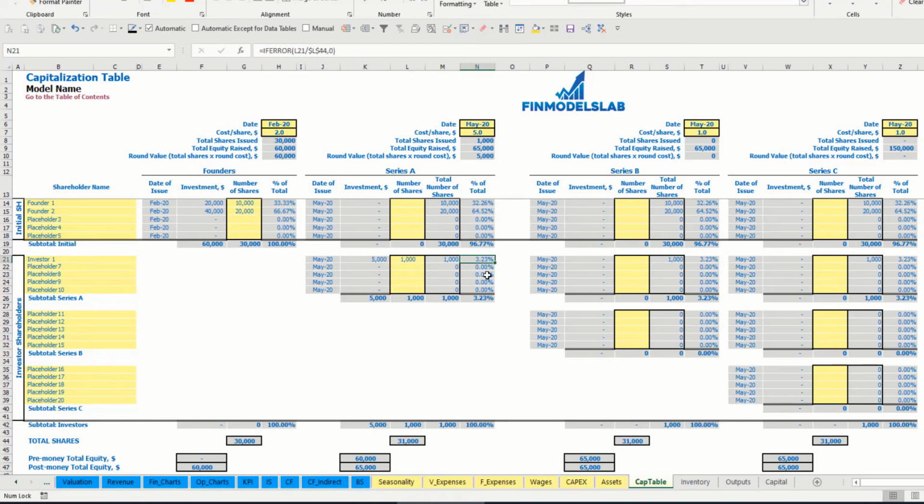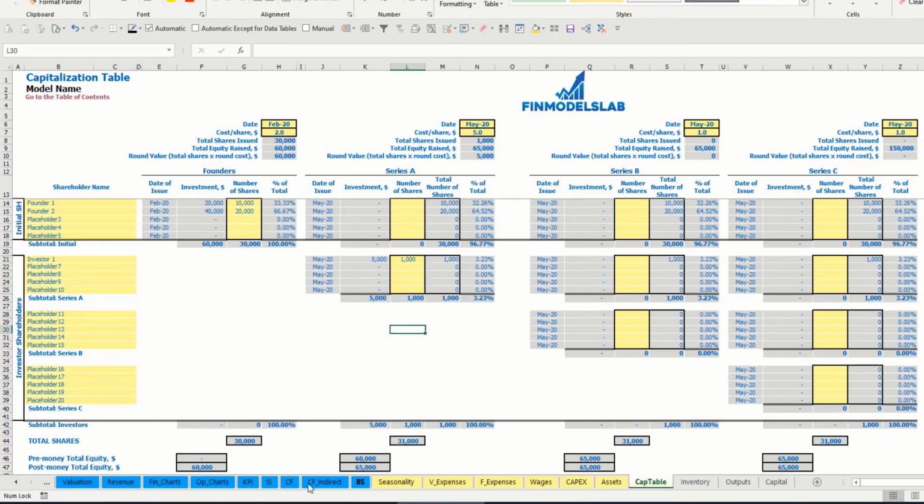3.23% of shares, and the shares of founder 1 and founder 2 are also diluted, 32.26 and 46.52%. You can also input some amounts for Series B and Series C. The same way you can set up the date, cost of share, and up to 5 investors, with up to 5 placeholders for number of shares.